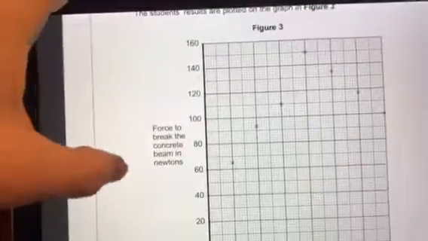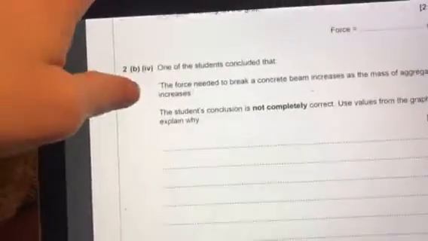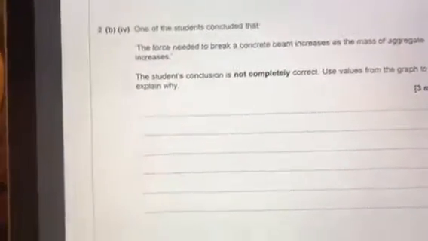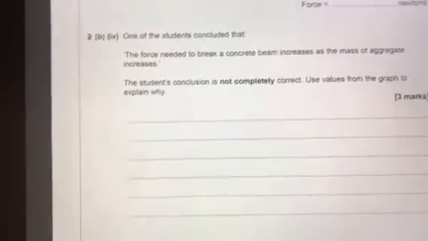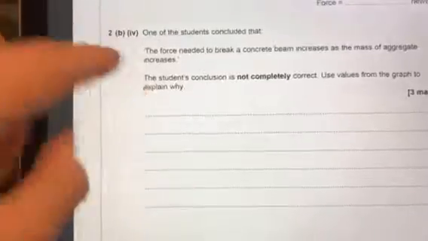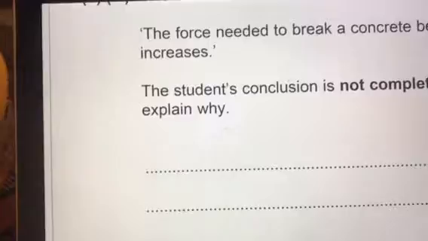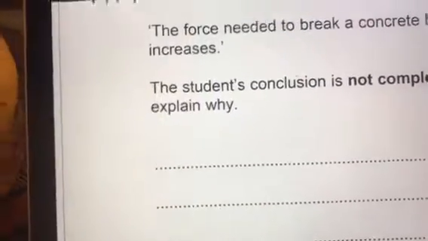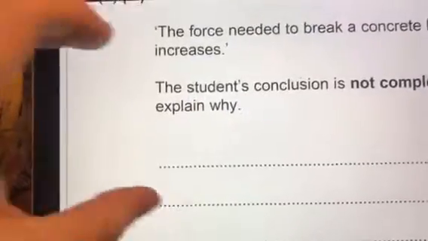So in question 2, we're asked to talk about this graph, draw a best fit curve, which I'm assuming wasn't a massive issue. And then we are asked to explain why the student's conclusion is not completely correct. So our command word is the word explain there. Okay, so explain means to give reasons. Okay, so describe what happens and give reasons for that.